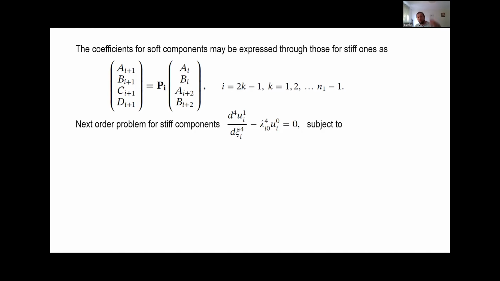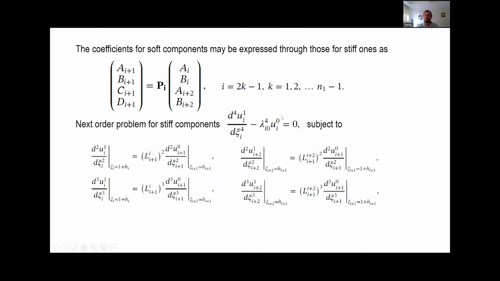And now, knowing all that, we can already consider the next order problem for the stiff components. So now you can see the inertia term appearing here. But we already know u_i^0 for all of them. And certainly we can solve this fourth order equation then. But actually we don't even need to solve it, because all we need is the solvability condition of the next order for these stiff components.